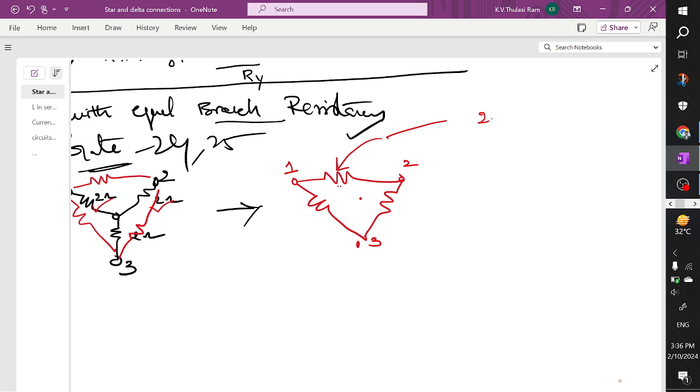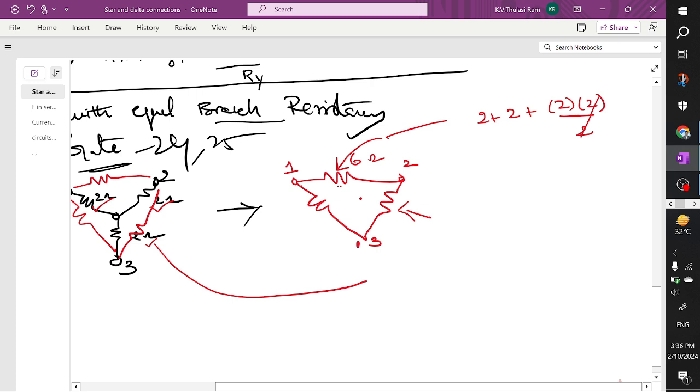2 plus mutual product 2 into 2 divided by the resistor which is at 90 degrees to this one, which is 2. So 2 will get cancelled and you are going to get 6 ohm. Sir, how to find out this red color one?